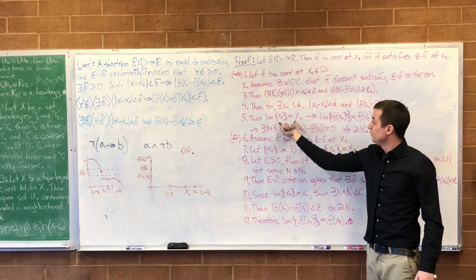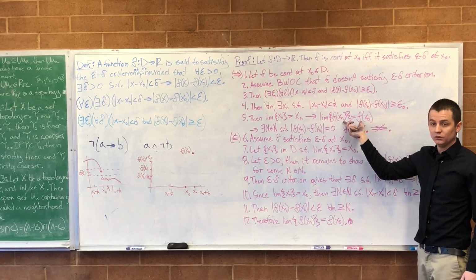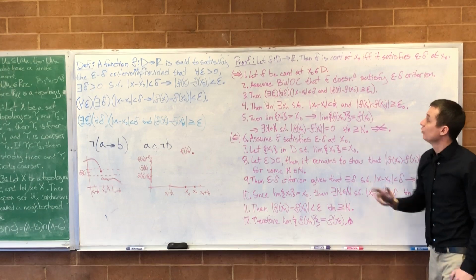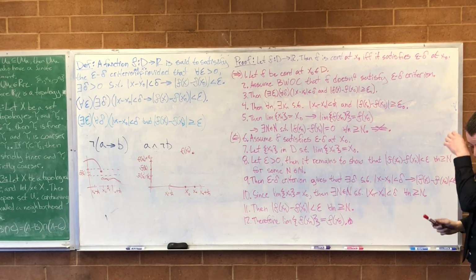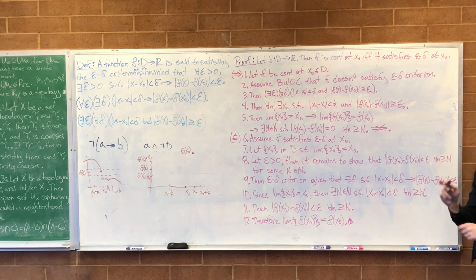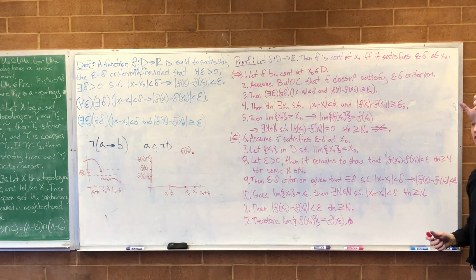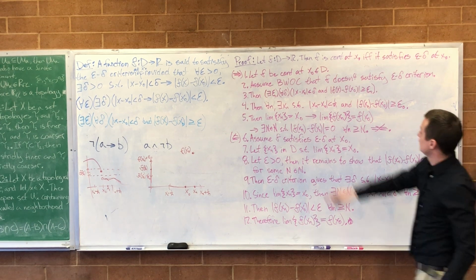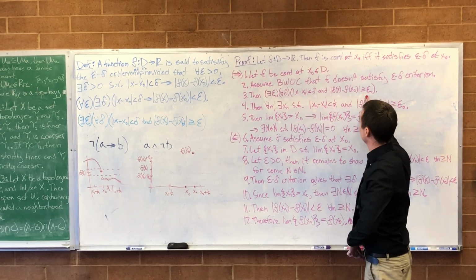But since the function is continuous, if this is true, this is true, from continuity. Remember, what are we trying to prove? We're trying to prove that continuity implies the epsilon delta criterion holds. So we said, assume we have a continuous function, and assume it doesn't satisfy the epsilon delta criterion. That is what this line was.